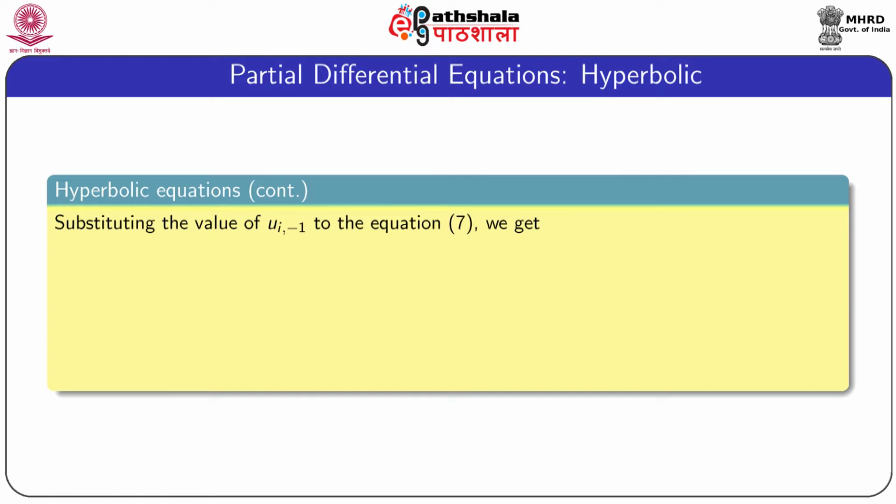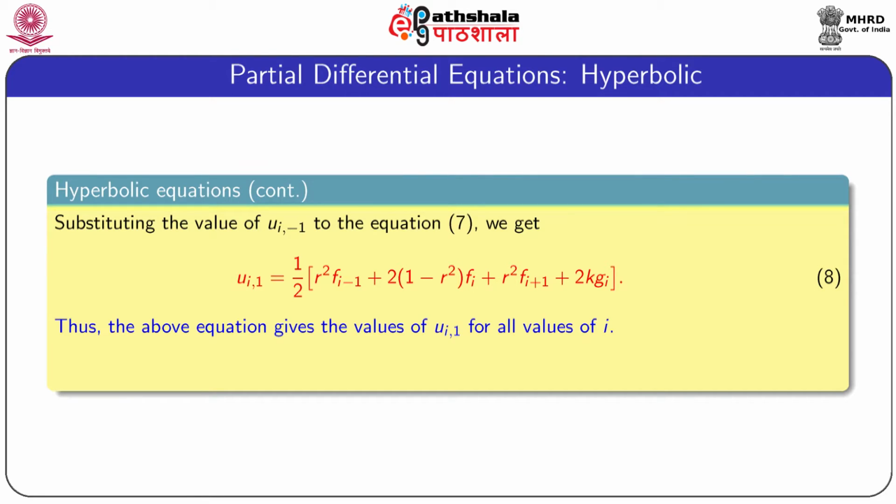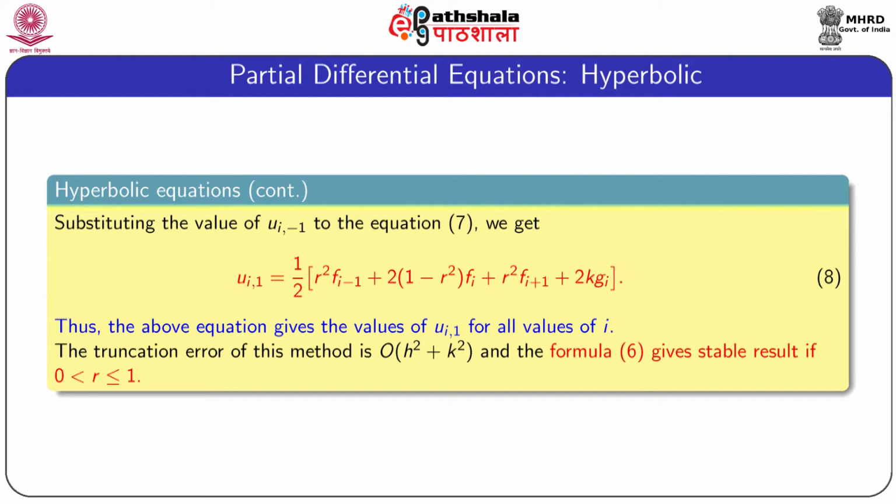Note that the right hand side are known functions, that means f is a given function, g is another given function. Thus, the above equation gives the values of u_{i,1} for i equal to 1, 2, 3, 4 and so on. Note that the truncation error of this method is order of h square plus k square, where h and k are the step length along the x and t directions, and the formula 6 is convergent for 0 strictly less than r less than or equal to 1. So, this is the limitation of this explicit method.